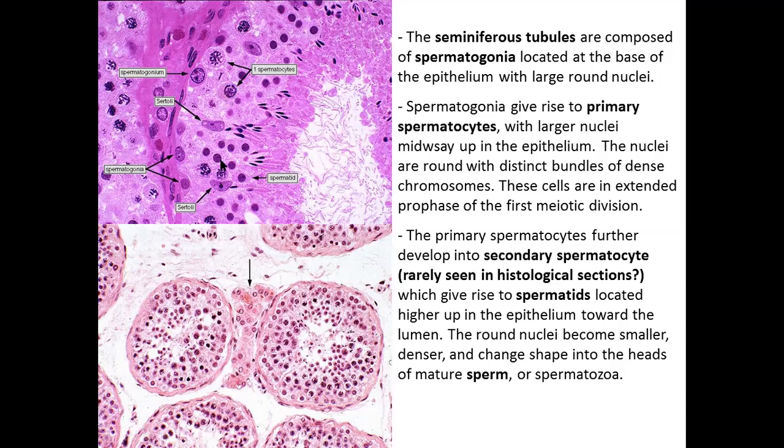In the upcoming slide, between the seminiferous tubules, we have already said that there are clusters of eosinophilic cells, which are indicated by this black pointer in the lower slide. These are the Leydig cells or interstitial cells.